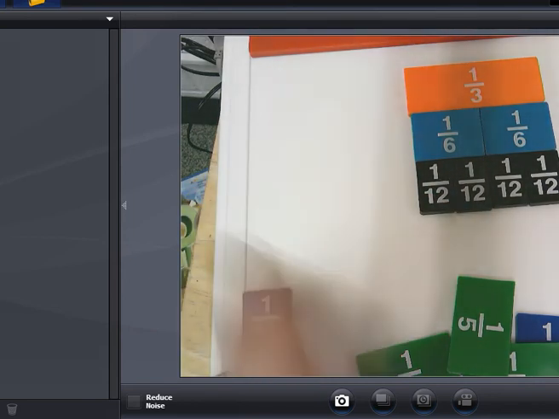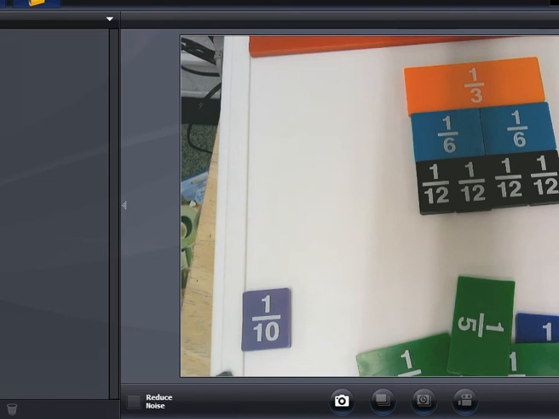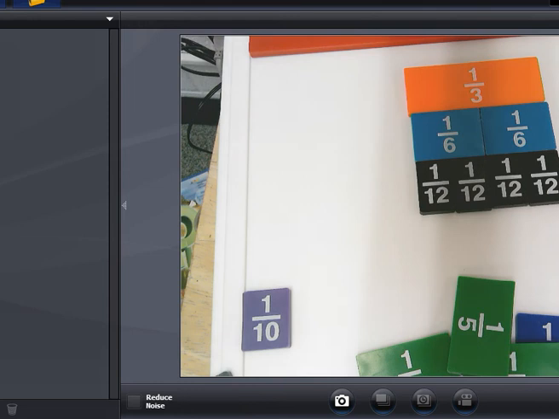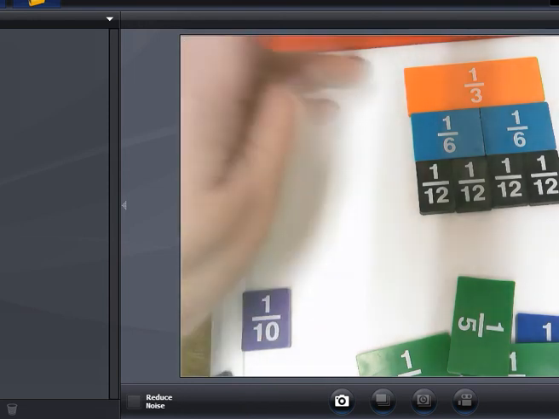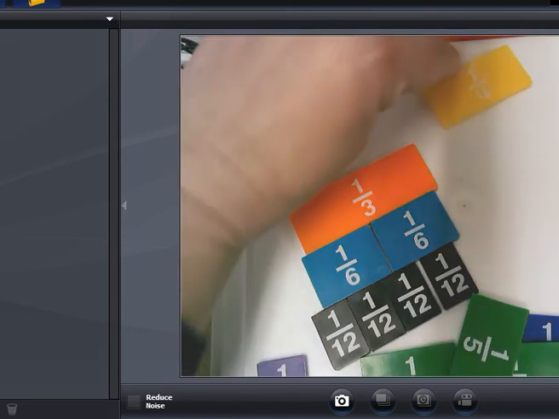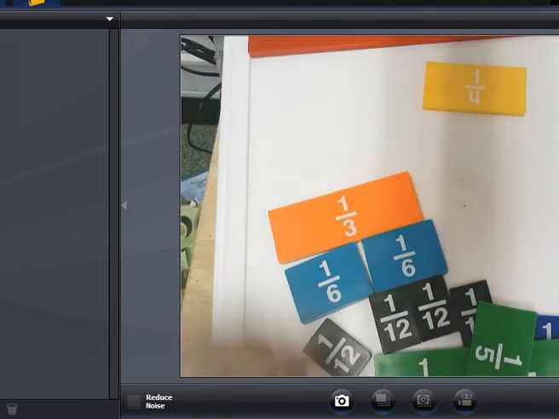So take a second and talk to your partner about, what do you notice when I went from 1/3 to 2 sixths to 4 12ths? Is there anything you noticed? So now that you talked to your partner, let's grab another one, and let's grab a 4th. And what would be equivalent to a 4th?